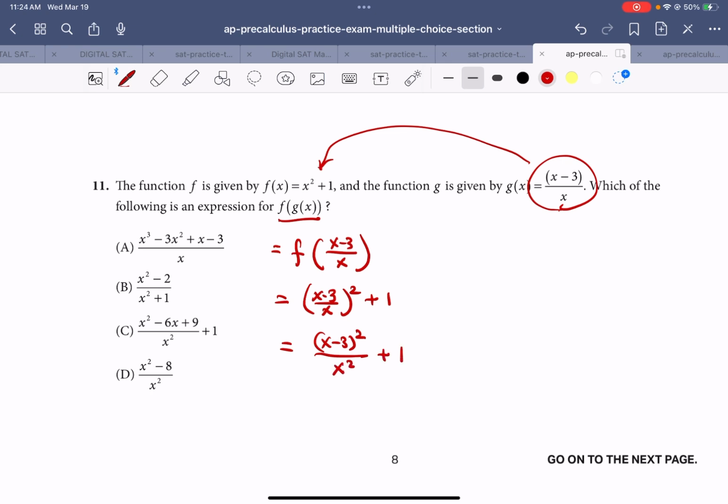It looks like the answer is C already, but let's prove it. If you multiply it out, (x minus 3) squared is x squared minus 6x plus 9. I believe you know how to FOIL this one. Over x squared, plus 1. Then the answer should be C. Okay, 11 is C. That's the correct answer.